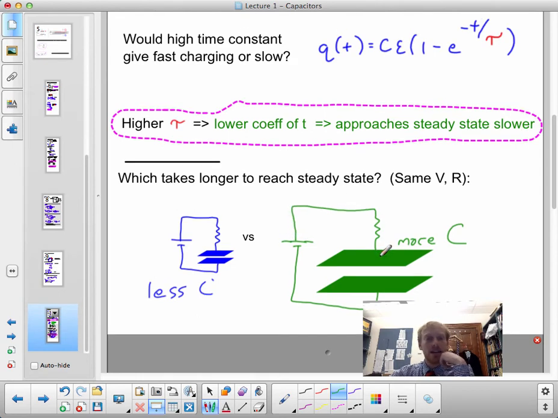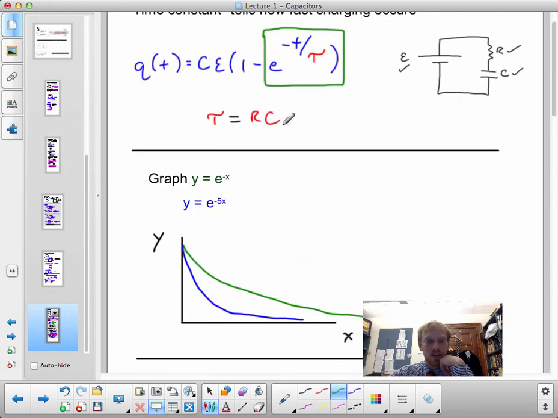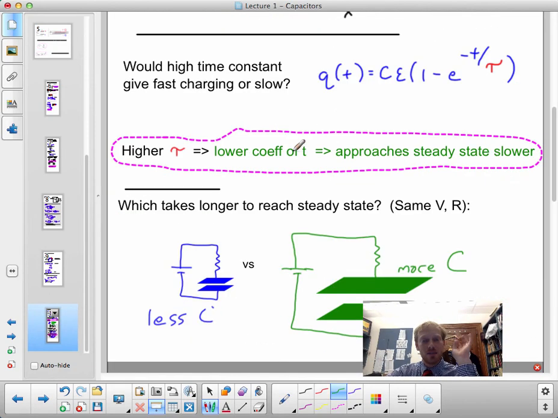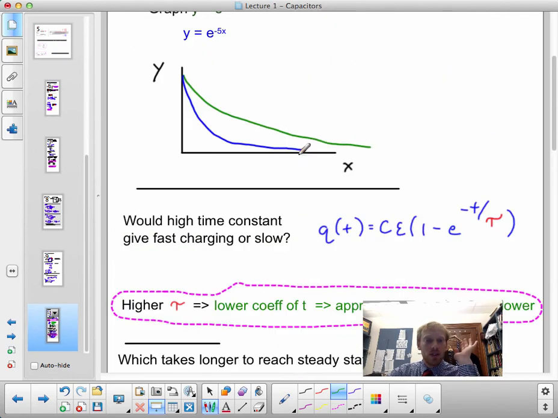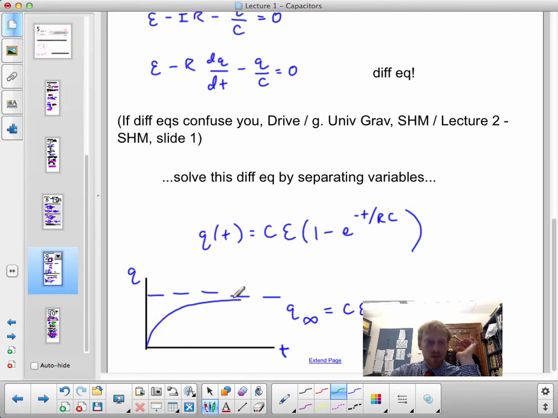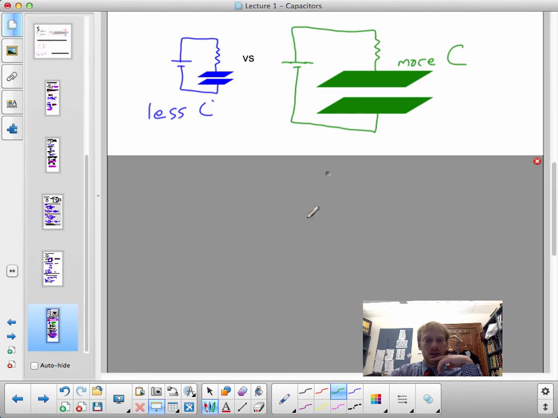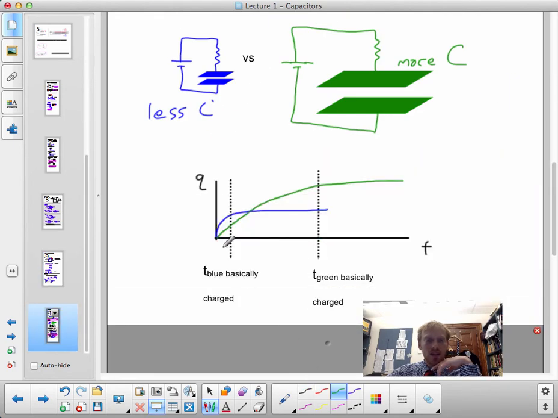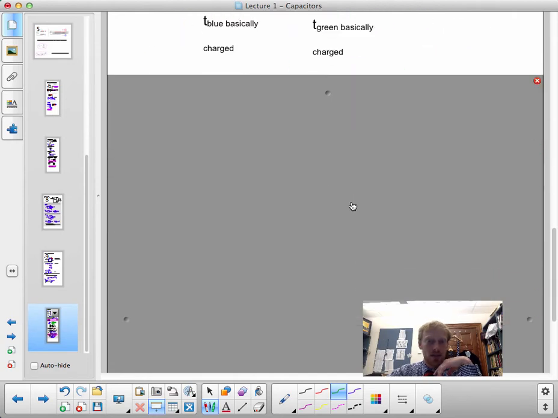And so mathematically, that corresponds to having C be part of tau. Big C, big tau, long time to charge. If the question is, how long does it take the capacitor to charge? The answer is more or less the time constant. In fact, we know it takes technically an infinite amount of time for the capacitor to fully reach its final steady state charge. But if the question is, how long does it take to get it basically charged? Then the time constant answers that question.